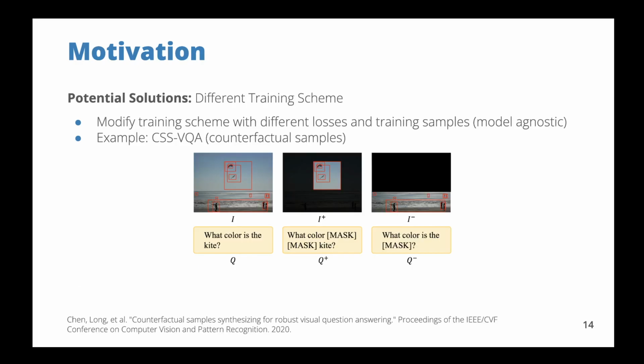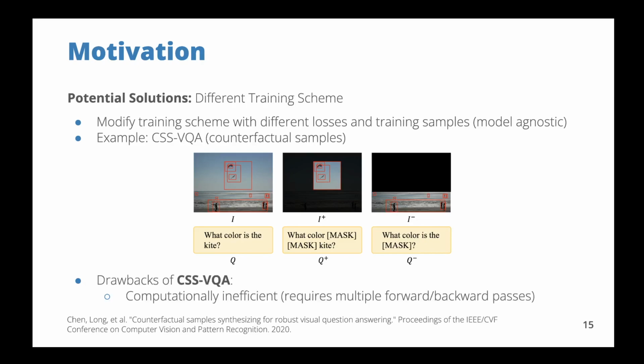The last solution that has been proposed is to change the training scheme. So far, the most efficient method in this category is CSS VQA. It is a training procedure that masks critical objects in the original image and words in the question, forcing the model to focus on the important information for answering the question, since they are penalized for guessing. The most significant drawback of this approach is the computational inefficiency, since it requires multiple forward and backward passes.